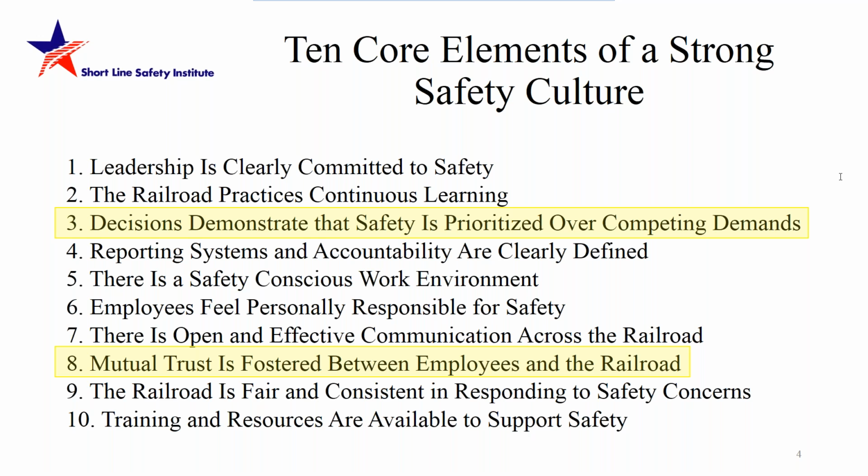The 10 core elements of a strong safety culture. So we've outlined the 10 here, and you'll notice we have 2 of them highlighted. Decisions demonstrate that safety is prioritized over competing demands, and mutual trust is fostered between employees and the railroad. So these are the 2 elements that tie in the closest with what we're talking about today. But like I said earlier, if you look through these 10 core elements, there's an element of trust in every one of these. Most of the elements have trust built into them, or they have a component of building trust, or require a certain level of trust to be strong elements in your safety culture.